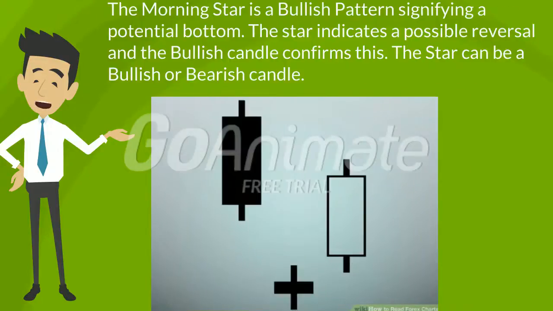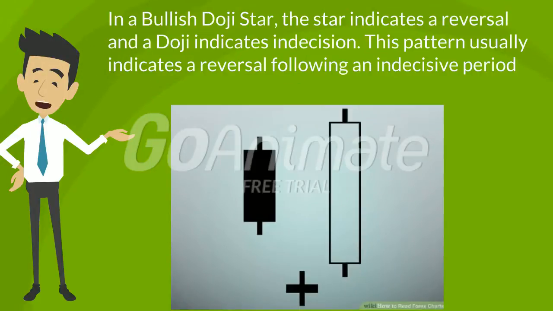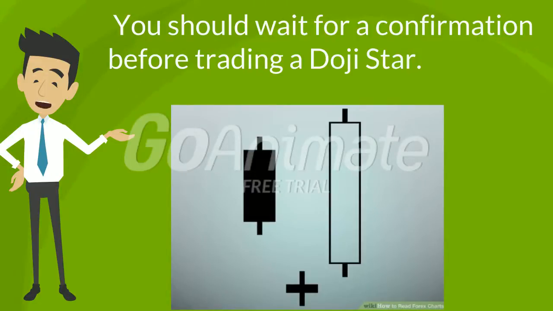The morning star is a bullish pattern signifying a potential bottom. The star indicates a possible reversal and the bullish candle confirms this. The star can be bullish or bearish. In a bullish doji star, the star indicates a reversal and a doji indicates indecision. This pattern usually indicates a reversal following an indecisive period. You should wait for a confirmation before trading a doji star.